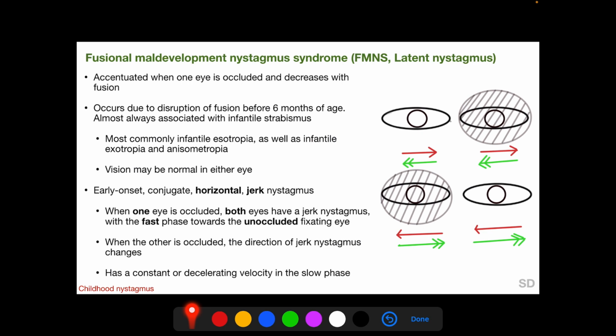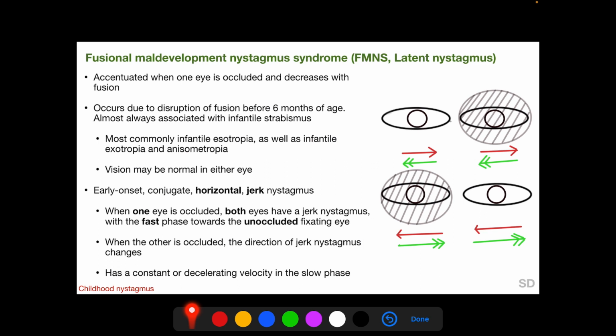Coming to the next pattern of childhood onset nystagmus, the fusional maldevelopmental nystagmus syndrome, commonly known as latent nystagmus. FMNS occurs or is accentuated when one eye is occluded, and it decreases with fusion, and it is said to occur due to disruption of fusion before 6 months of age and is almost always associated with an infantile strabismus, most commonly infantile esotropia, but FMNS may also be seen with infantile exotropia and anisometropia. Vision may be normal in either eye.